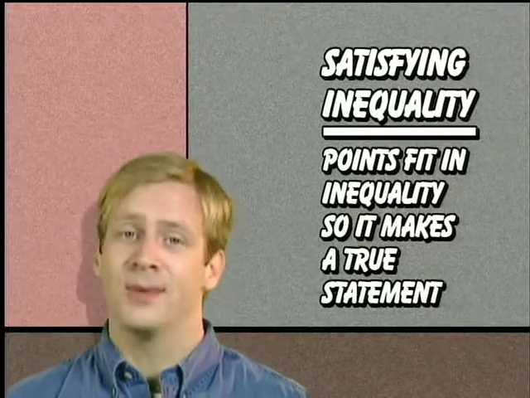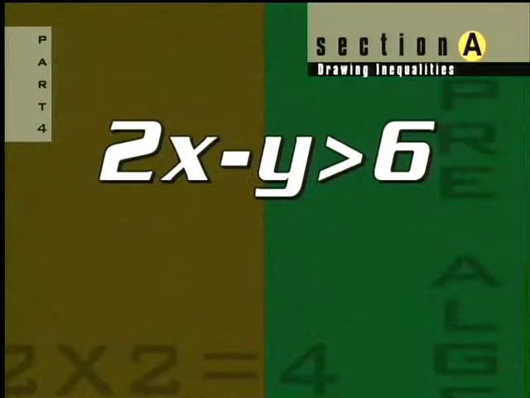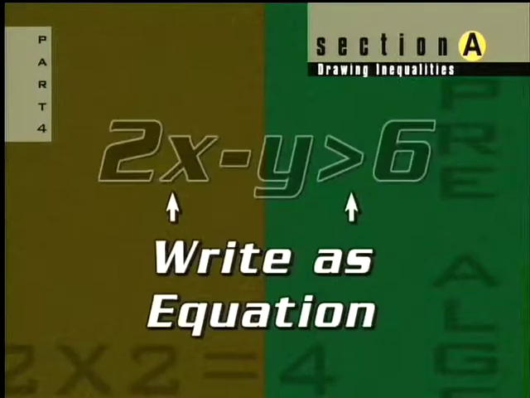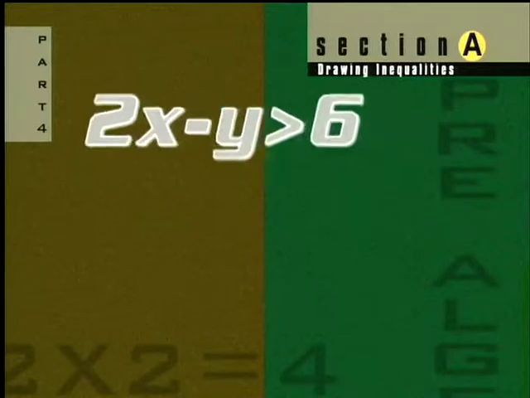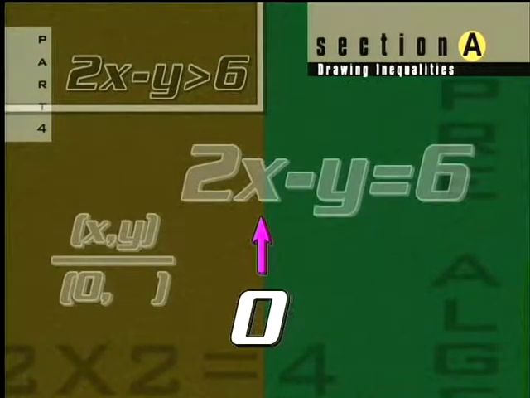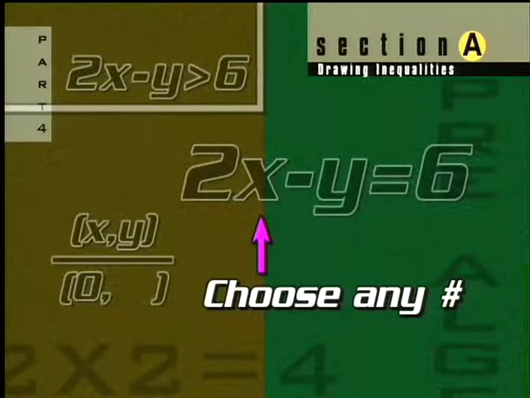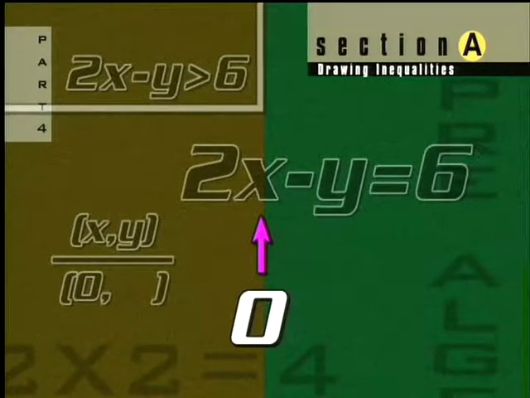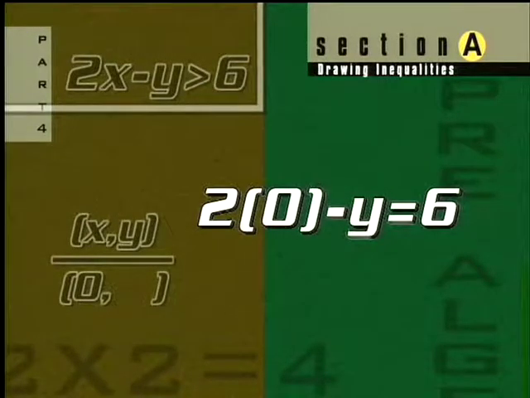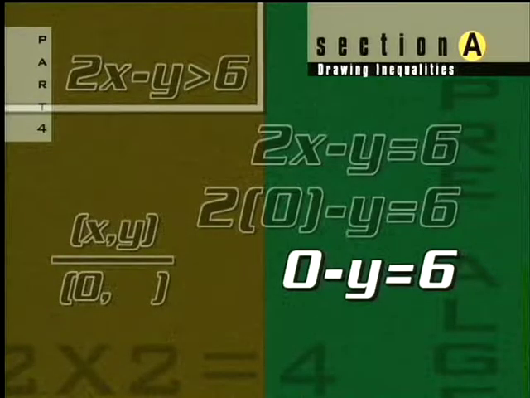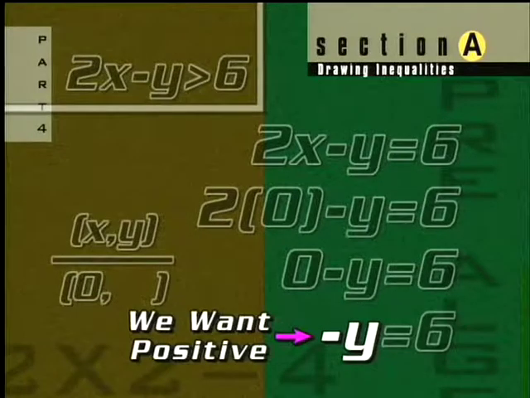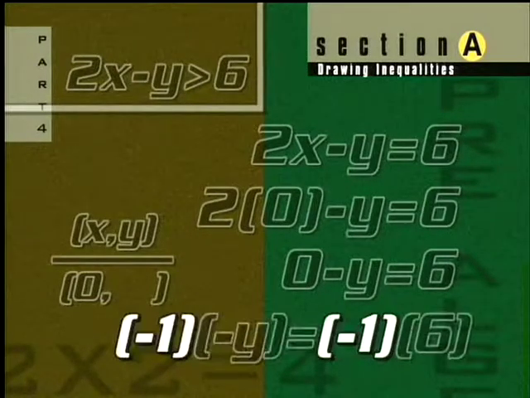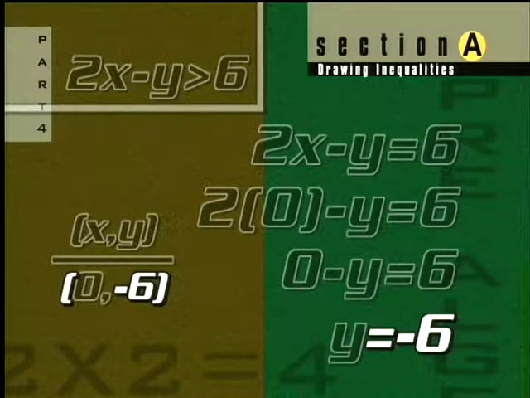Let's check out an example. Say we've got 2x minus y is greater than 6. First we want to write it as an equation, so we change it to 2x minus y equals 6. Now, we proceed as usual, by subbing in 0 for x. Remember, we can choose any number for our x, but we're going to stay with the 0 because it's easiest. Subbing in 0, we get 2 times 0 equals 0, minus y equals 6, or just negative y equals 6. But we want a positive y. To get a positive y, we simply multiply negative 1 through both sides and get positive y equals negative 6.